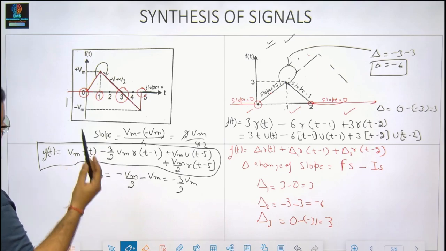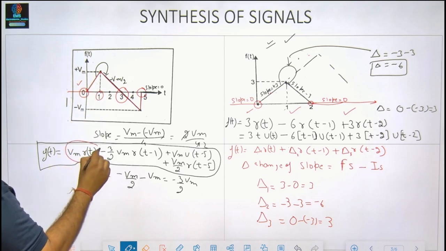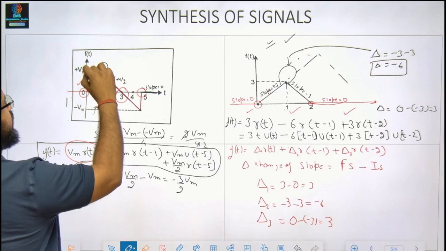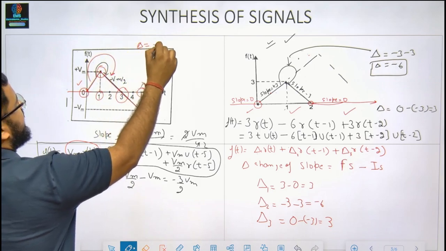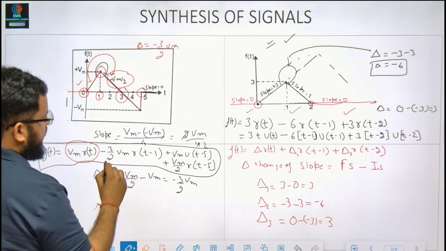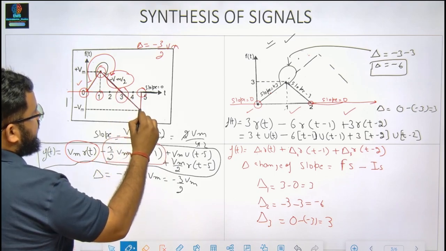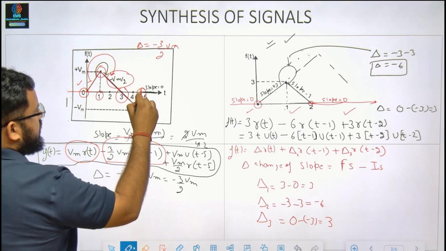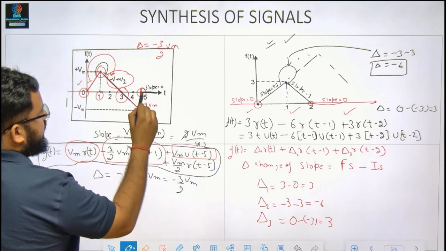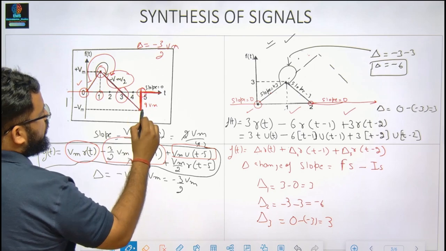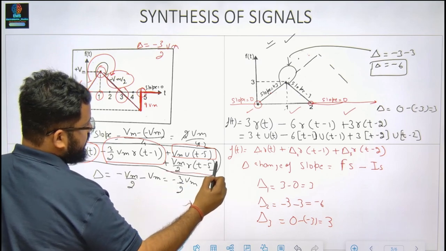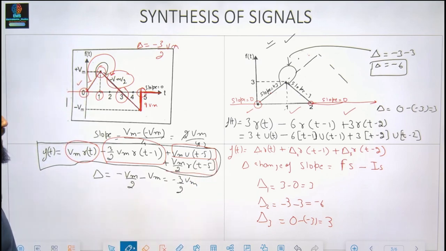See, at this point, my signal is rising with a slope of Vm and it is rising linearly. At this point, there is a big change in slope. I've calculated the delta to be minus 3 by 2 Vm. At this point, there is a sudden rise of amplitude Vm. So I have introduced my u(t), and now my slope is getting to 0 from what slope? From this one. So I've just introduced an opposite slope to it, that is Vm by 2 r(t minus 5).